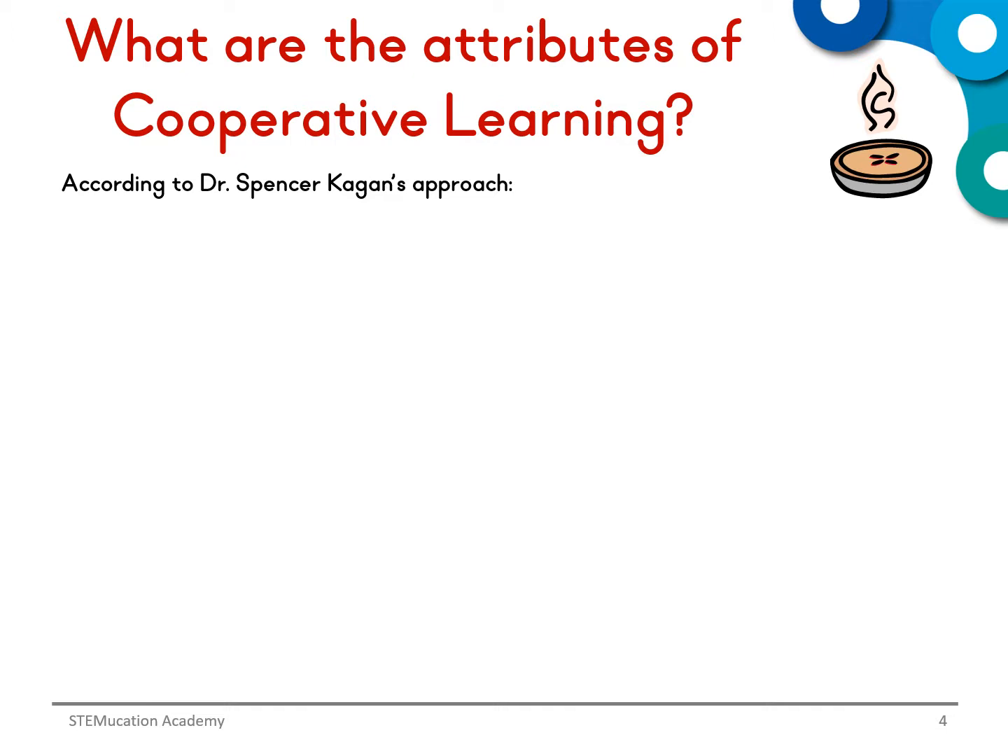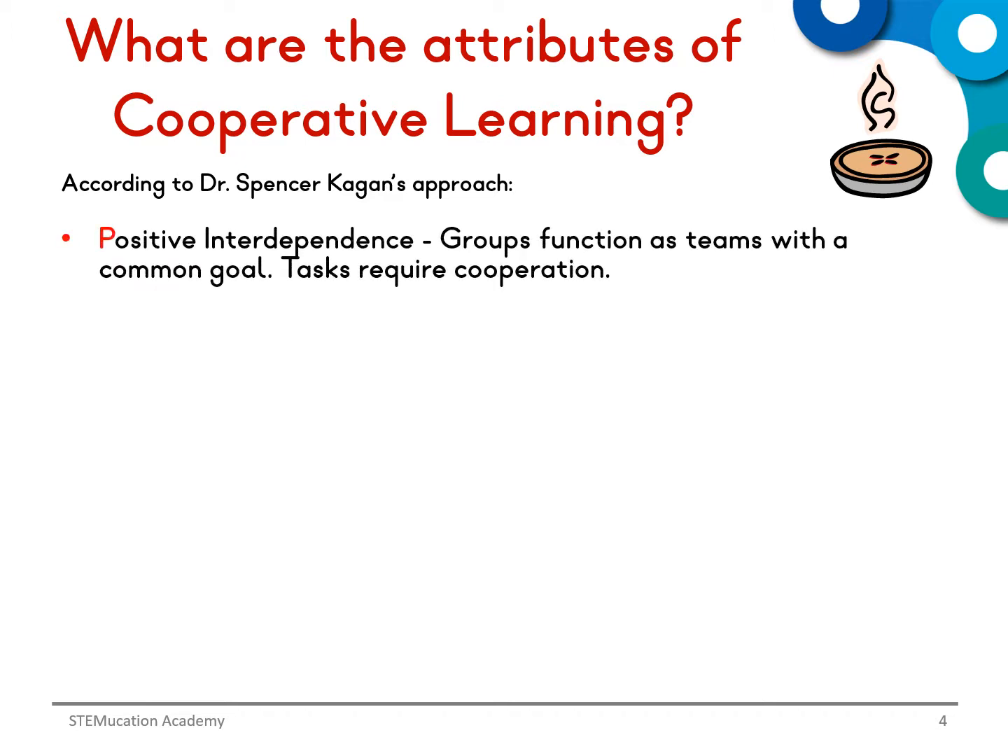Spencer Kagan is considered to be one of the experts of cooperative learning. He describes some of the essential attributes of cooperative learning in the classroom. The first one is positive interdependence. This means groups function as teams with a common goal. Tasks require cooperation.